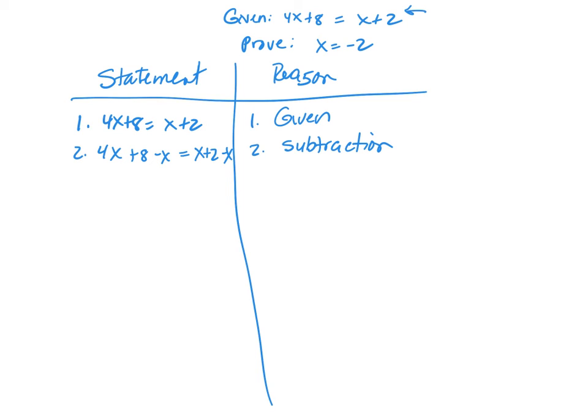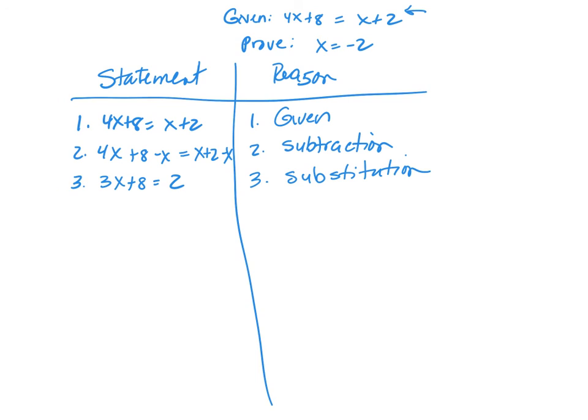All right? Now, can we clean that up on the left? How does that clean up to? 3x plus 8 equals 2. And that's substitution. Very good, because we're cleaning it up. I think you guys are getting that part, right?